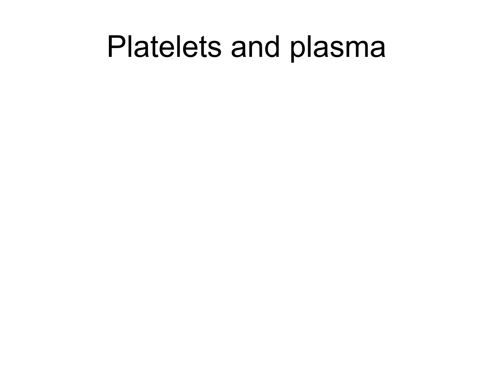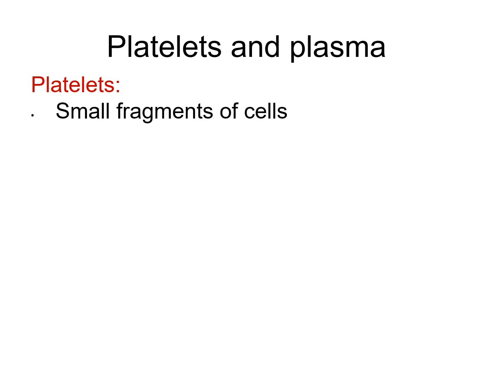Okay, so we've talked about cells in blood, but there aren't just red and white blood cells in blood. We have some tiny little fragments called platelets. Okay, they are small fragments of old cells, so they're not live complete cells, but just small pieces of cells floating around in the blood. And they're important because they help the blood to clot.